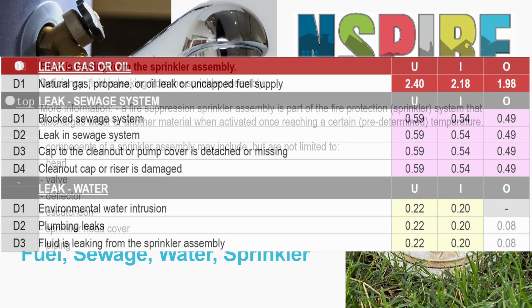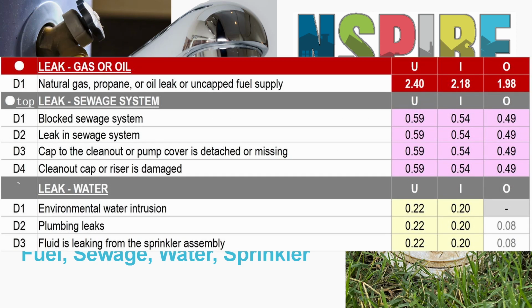So that's it for our leaks. All of our various types of leaks other than leaks at a water heater pressure relief valve, which we will find under the water heater standard.